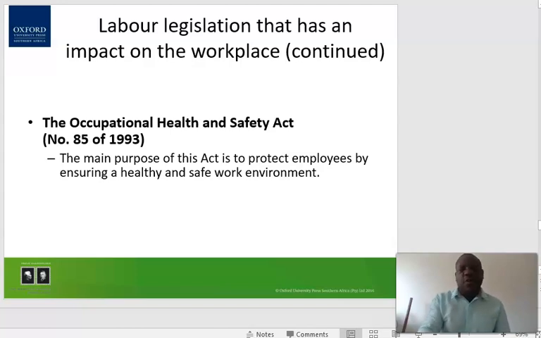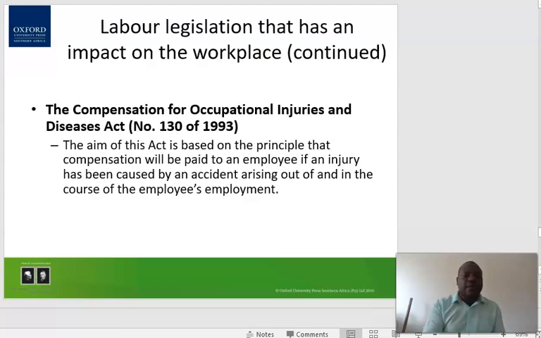Then there is also the Occupational Health and Safety Act. The main purpose is to protect employees by ensuring a healthy and safe environment. Then there is also the Compensation for Occupational Injuries and Diseases Act, the aim of which is based on the principle that compensation will be paid to an employee if an injury has been caused by an accident arising out of and in the course of an employee's employment.